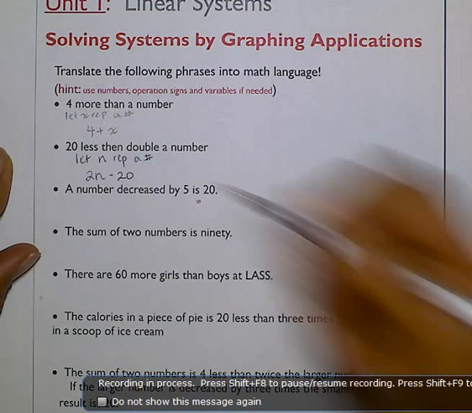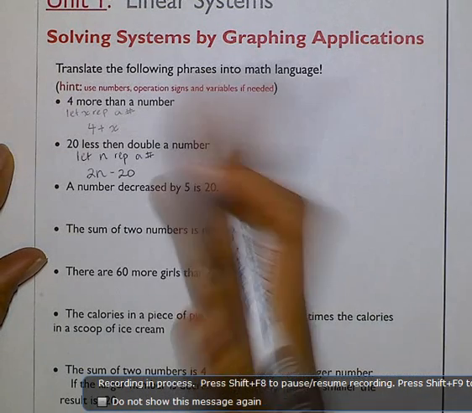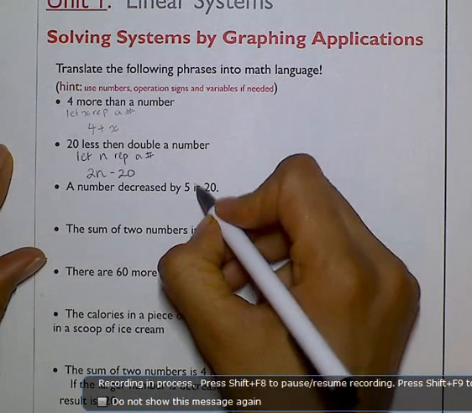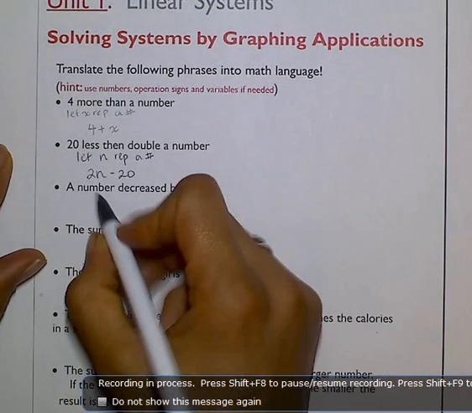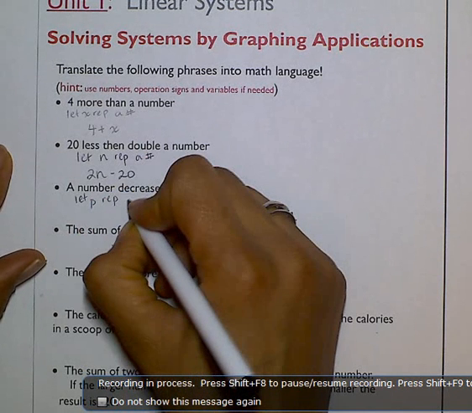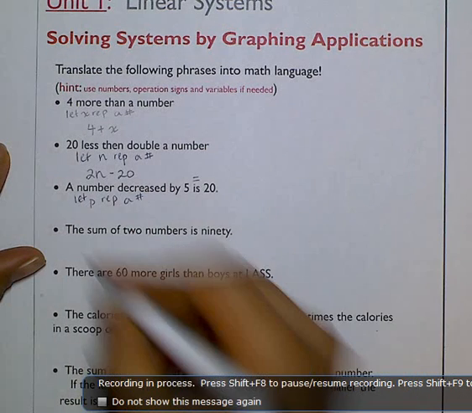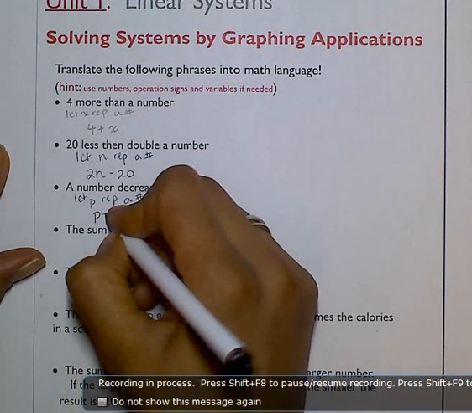A number decreased by 5 is 20. Is represents an equal sign. So again here, I'm going to say let p represent a number. So a number decreased by 5 is 20. So a number that is decreased by 5 is equal to 20.